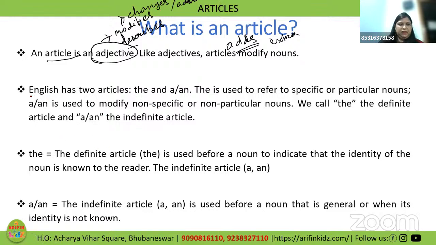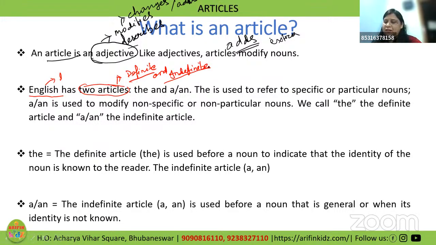We have in English, in English means we mean the English language. So it has got two articles, right? Two articles as in definite and indefinite, right? What do you all understand by this word definite and what do you all understand by the word indefinite, which is not definite, that is indefinite.